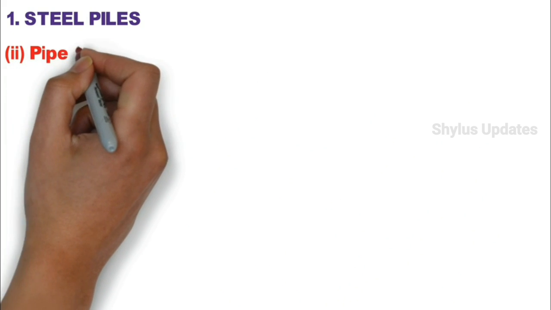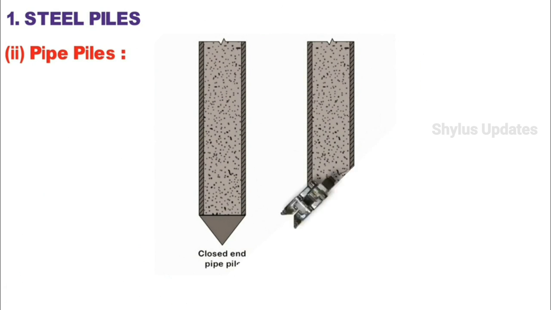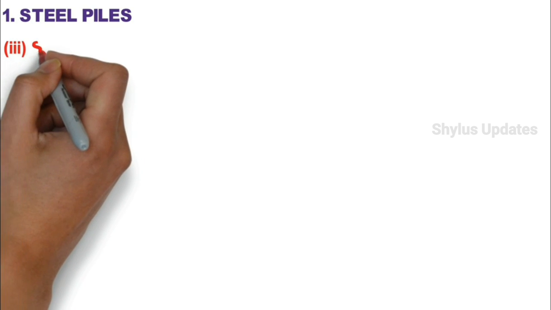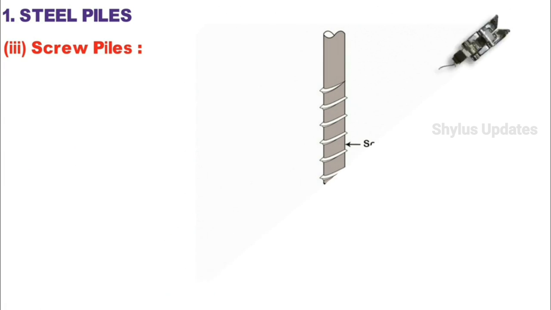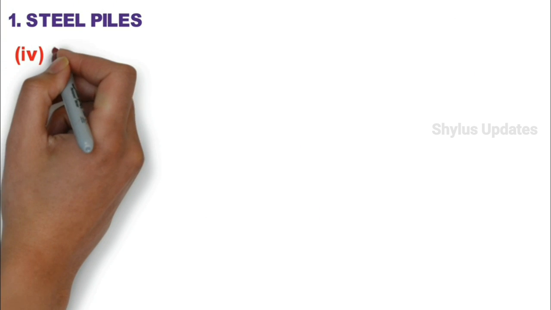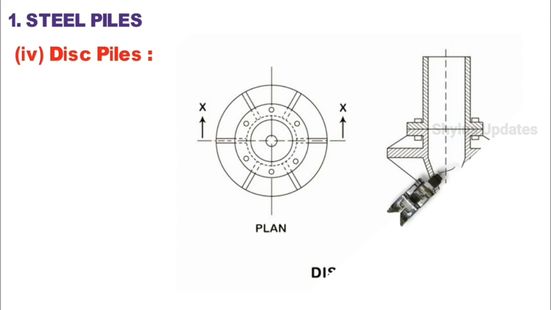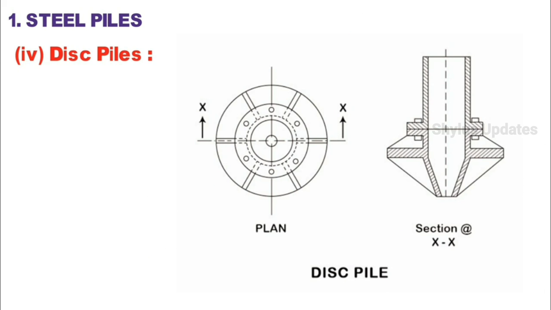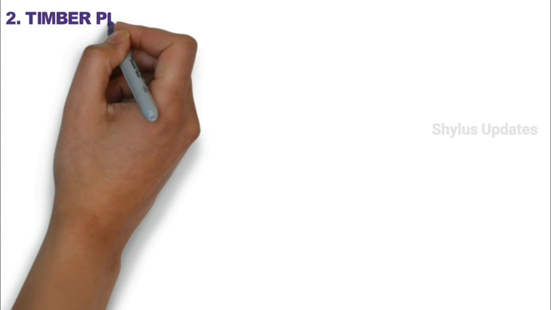Pipe piles. The first one shows a closed-end pipe pile and the second one shows an open-end pipe pile. The third type of steel piles is the screw pile. And the fourth one is disc piles. These are the types of steel piles. Timber pile.